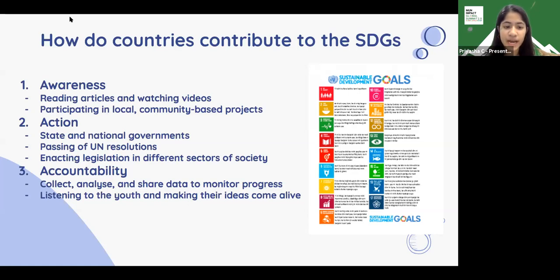The last one is accountability. This manifests itself through annual conferences and reports held by the UN, along with the 190 plus countries that have signed onto the SDGs. This helps to share data and monitor progress and share best practices as well, because one country can help another in tackling a specific issue. Moving forward, we also believe that policymakers should listen to the youth and make their ideas come to life. And this manifests itself by actually stepping out and exercising your ability to vote in local elections.